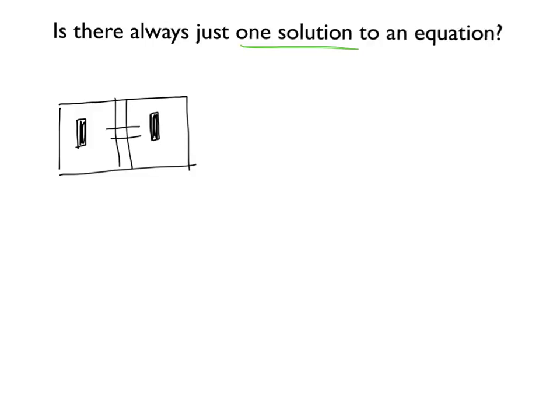On the one side, we have an x tile. So I'll just go ahead and write x. And then we have our equal sign. And on the other side, we have an x tile. Okay, and I want to go ahead and solve that. So I want to know, when would they be equal? What number would x have to be?